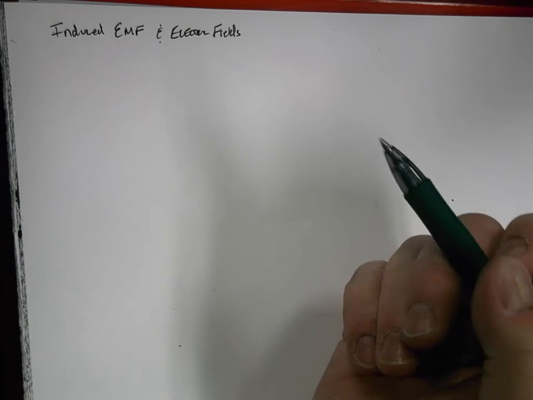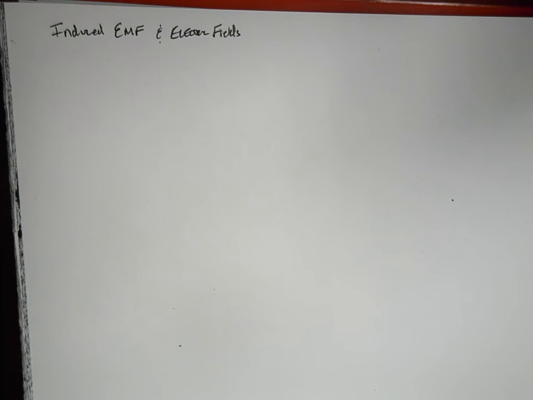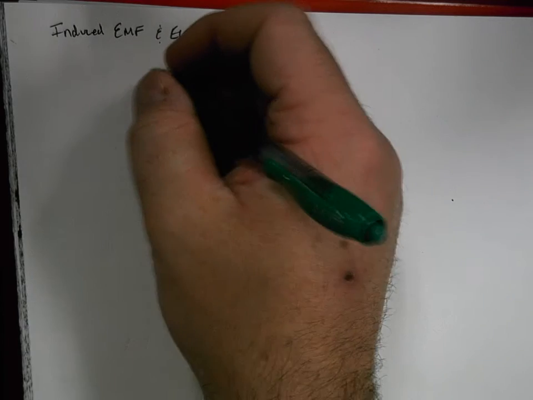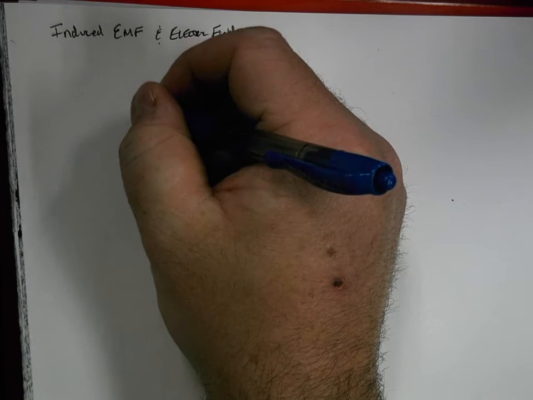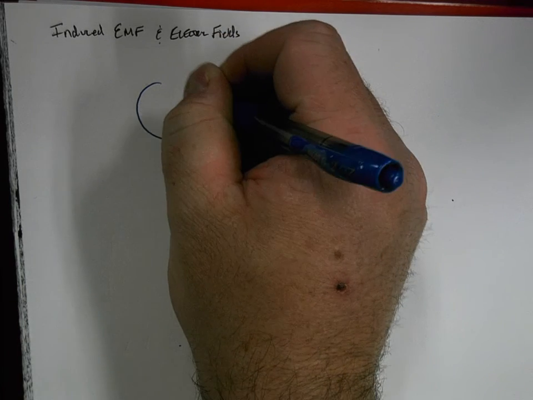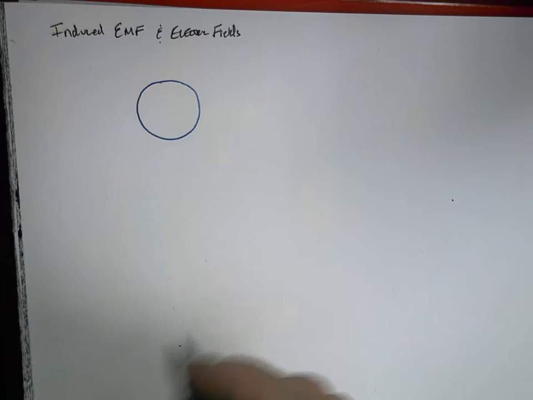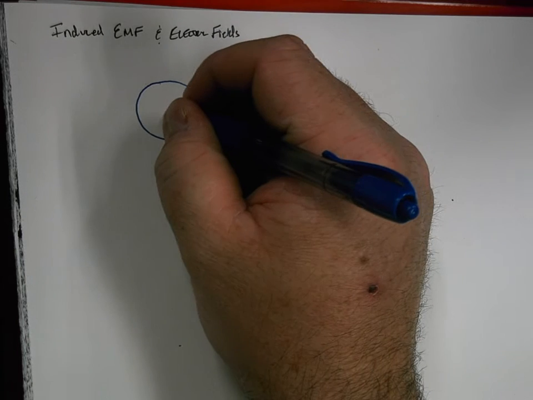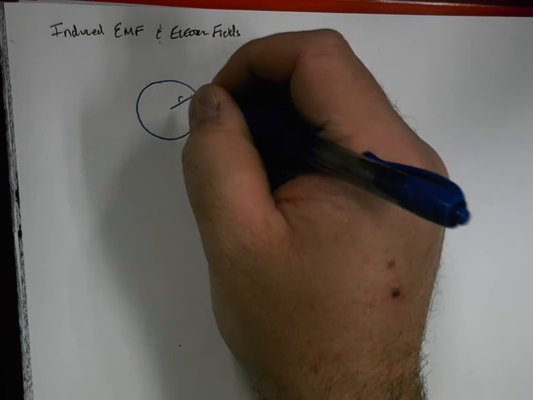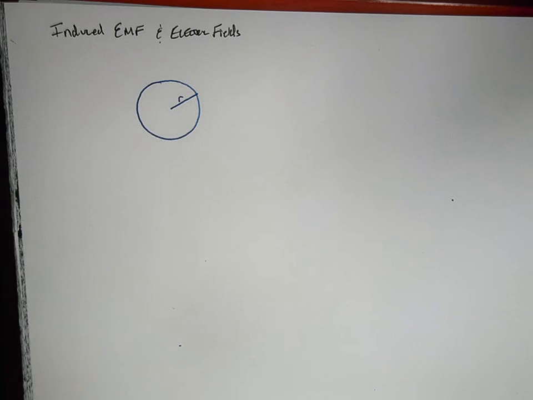All right, so today's lecture is on induced electromotive force and the electric field. So we're going to start with a loop. Okay, and we're going to make it as circular as possible. In fact, we want it circular so it has this radius r. And it is in a magnetic field.